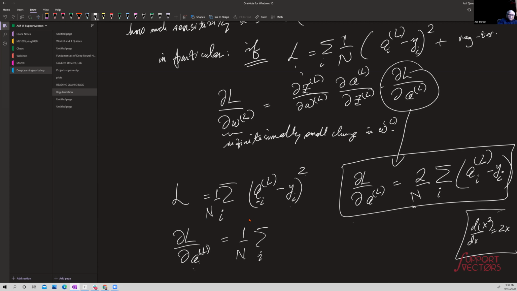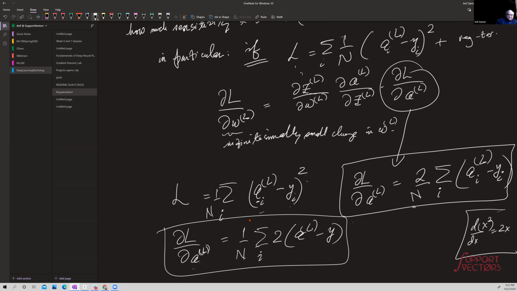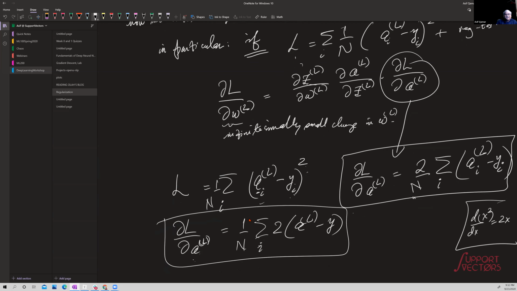Now what is the derivative of this term? 2 times (AL minus y). I'm skipping the subscript. Do you see this, guys? Yeah. Does this make sense? Yeah. Okay. So that is where I say that this is computed. This is easy. And now we ask the other question.